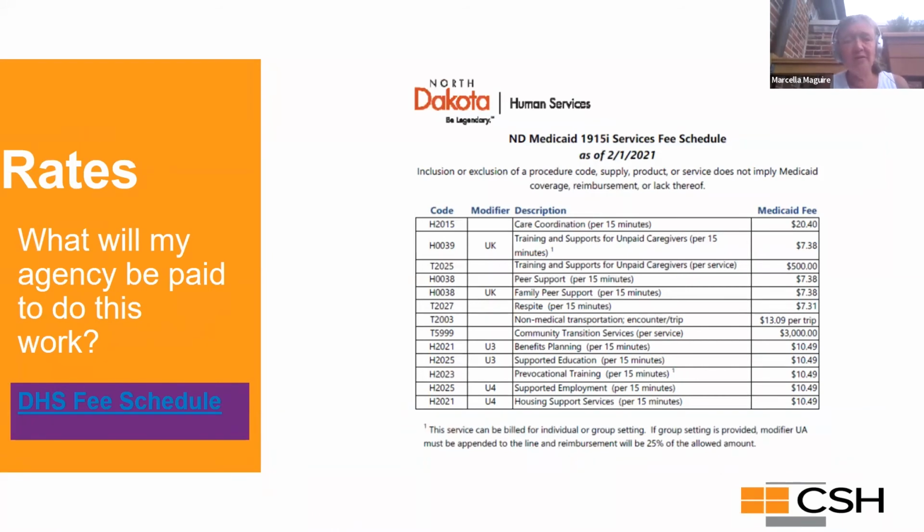Everyone's going to want to know the rates. This is the DHS fee schedule. These are all of the different services that are listed under the 1915(i). And this also tells you whether they are by 15-minute increments, which is when we get into the time study, or by service, like training and support for unpaid caregivers, or non-medical transportation, which is by trip. But I think almost everything else is per service.